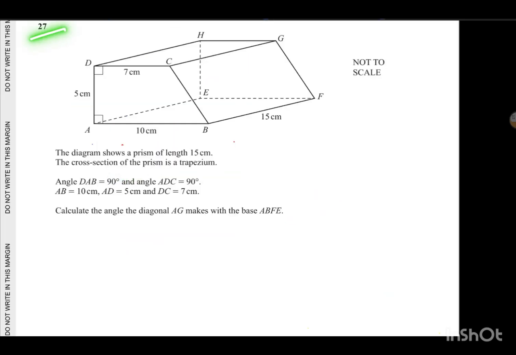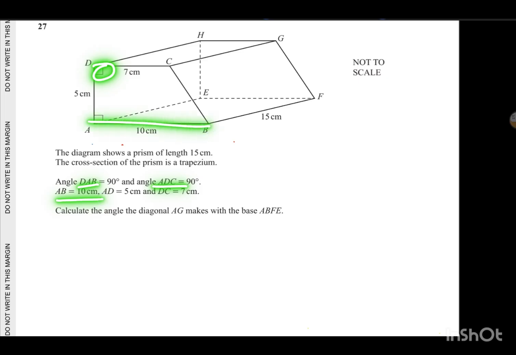Question number 27. The diagram shows a prism of length 15 centimeters. The cross section of the prism is a trapezium. This is the cross section. Angle DAB is equal to 90 degrees. Angle ADC is equal to 90 degrees. Then AB is equal to 10 centimeters.